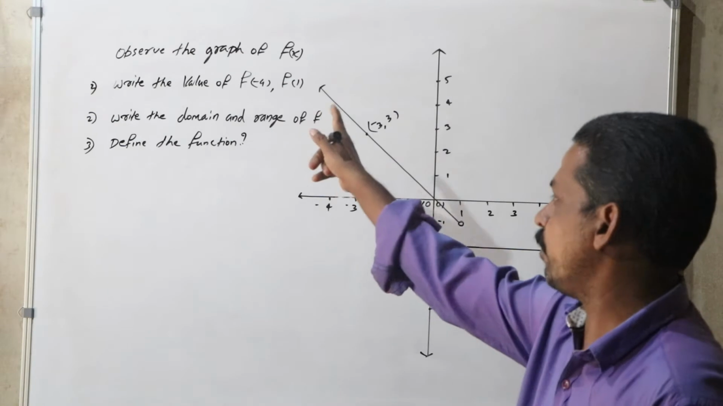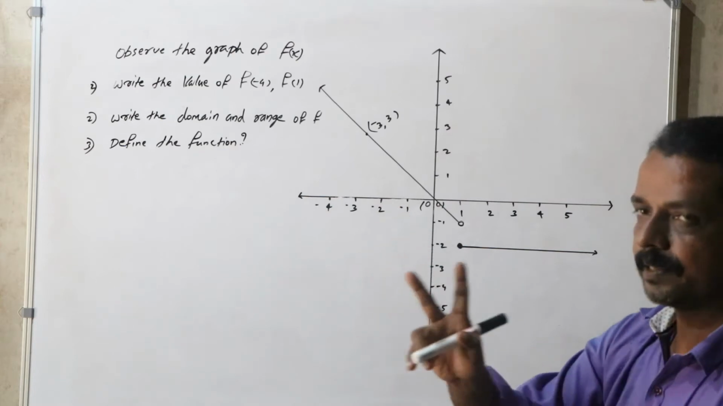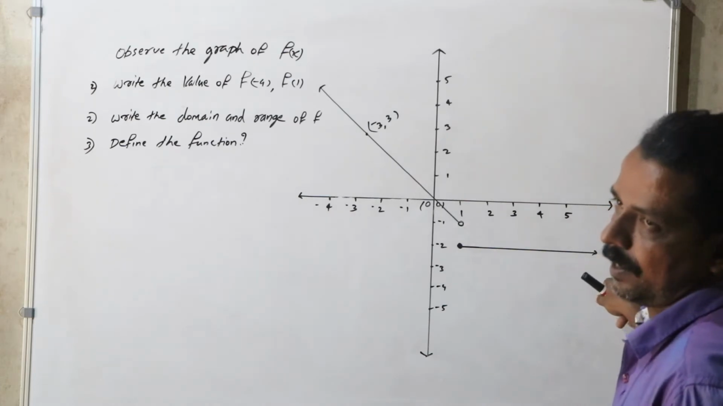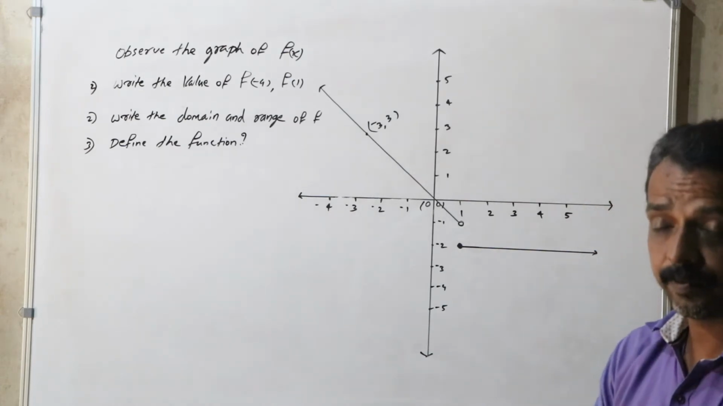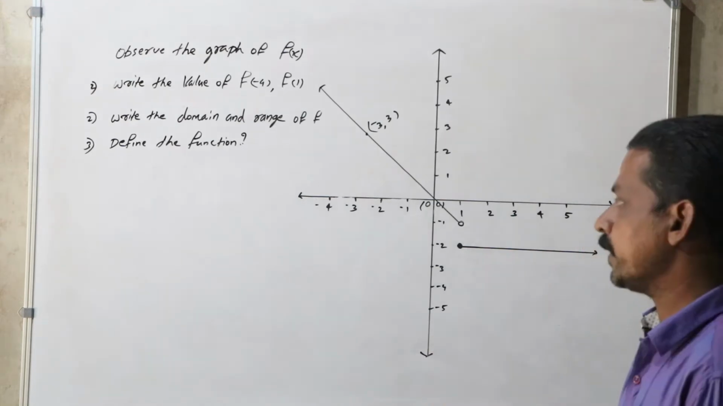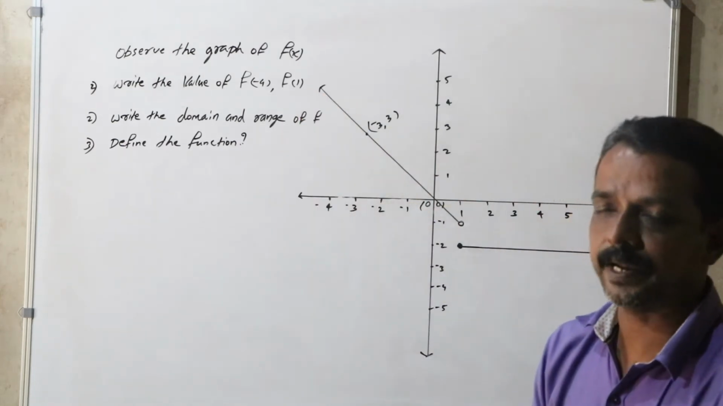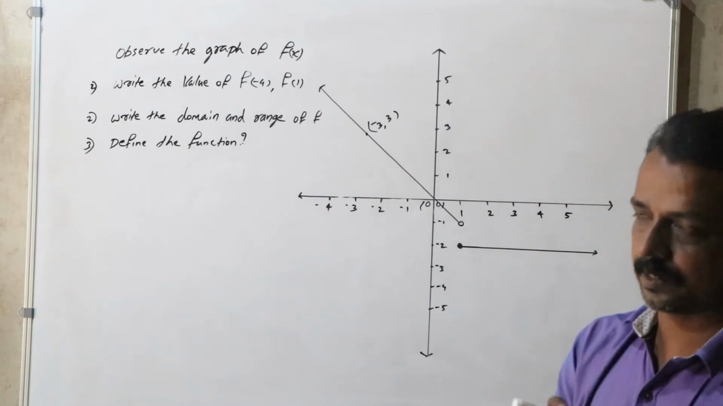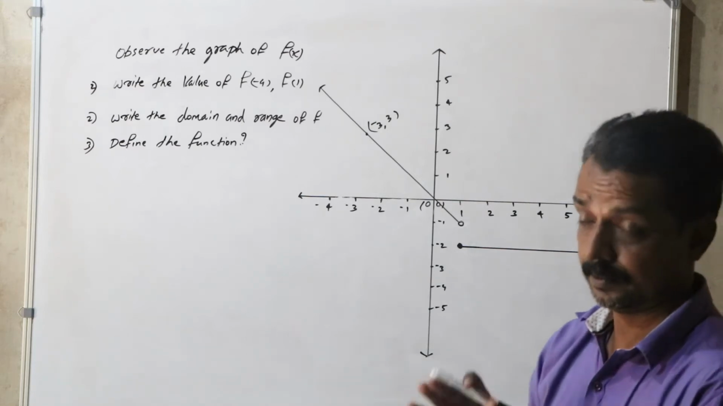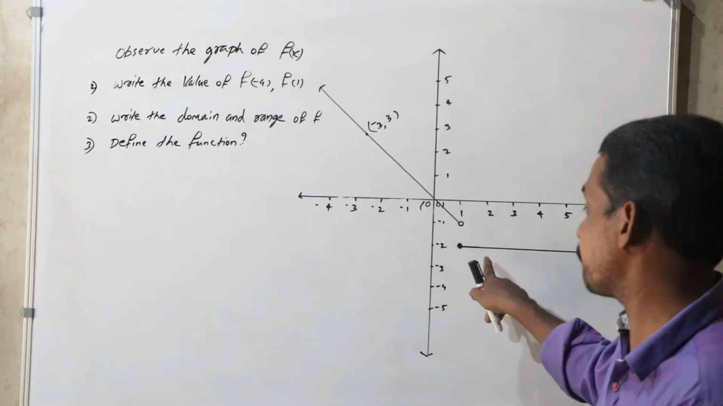Here, observe the graph of f of x. There are two graphical lines. One goes to the right side of the graph, parallel to the x-axis, and the other line goes to the left side according to the x-axis. It is not perpendicular at any point to the x-axis or y-axis. It is a perpendicular graphical line.